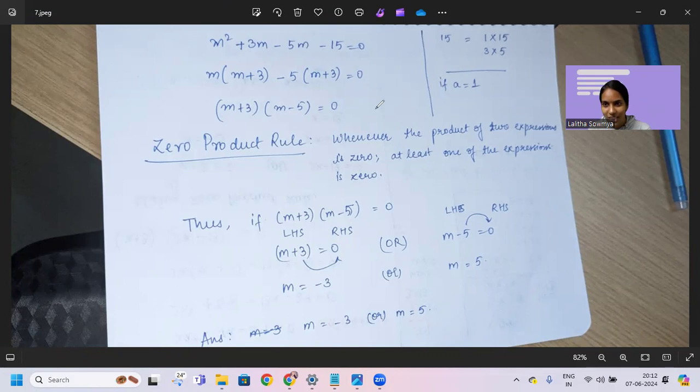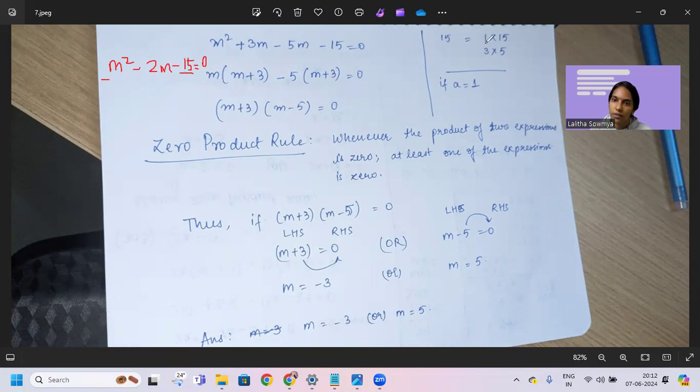In the previous equation, we had m square minus 2m minus 15 equal to 0. So A is 1 and C is minus 15. Let's find the factors of 15.